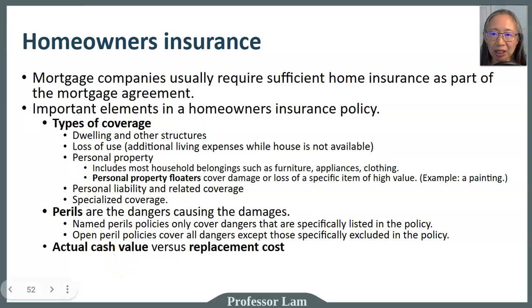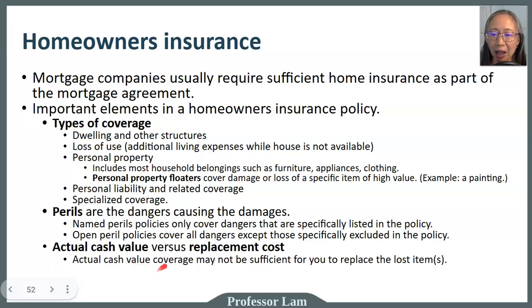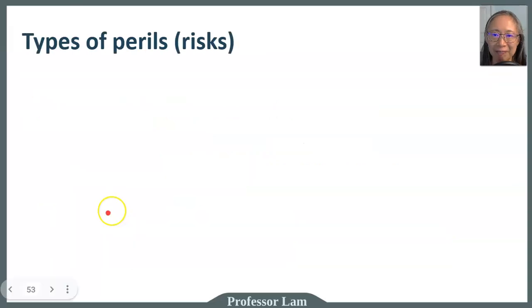The last element is actual cash value versus replacement cost. Most mortgage companies will require replacement cost because the actual cash value may not be sufficient for you to replace the lost item. So if you buy a home, for example, your house was built 20 years ago, obviously it will cost a lot more to rebuild that house today.